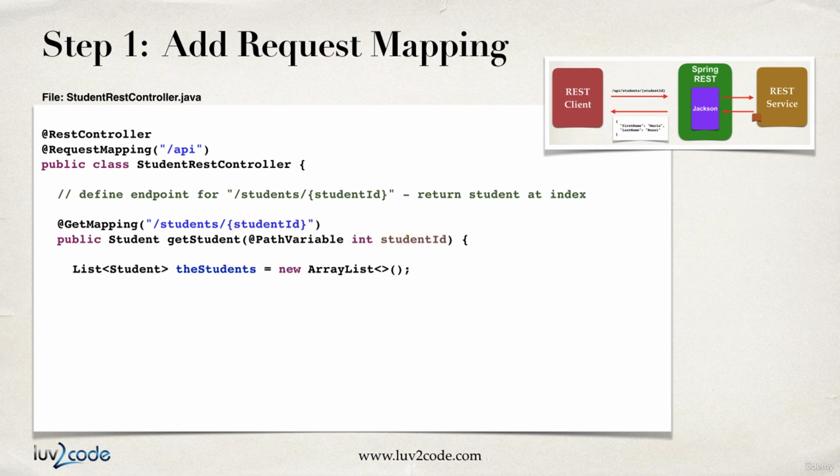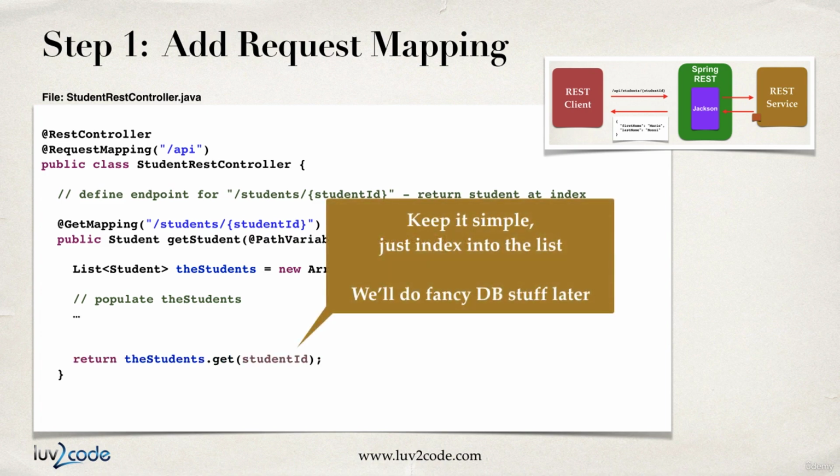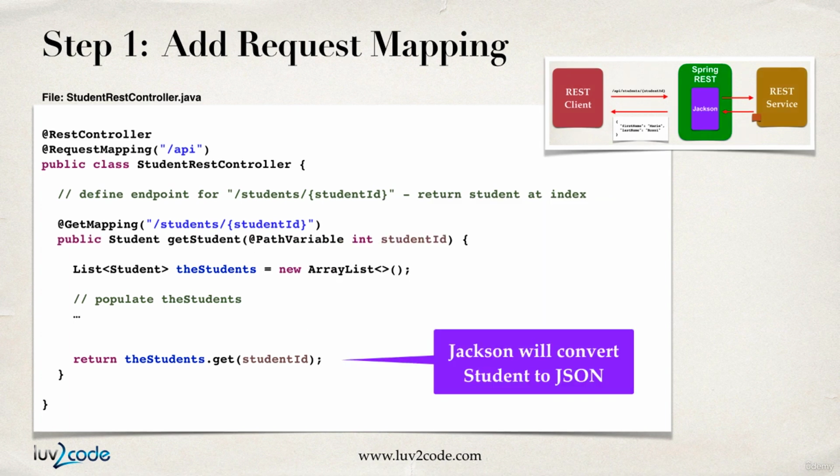Alrighty, so that's the piece there. Now we simply create our array list of students, and then we go through the process of populating the students, like we did in the previous videos. And now we can simply return that desired student. So instead of using a real student ID, we'll just use that as an index. We'll index into the list and then return that given student. But don't worry, we'll do all the fancy database stuff later when we set up our full CRUD application using Hibernate. But this is enough to get us started. And remember, when this student object is returned, then Jackson will convert that student to JSON, and then it'll go back to the calling program.